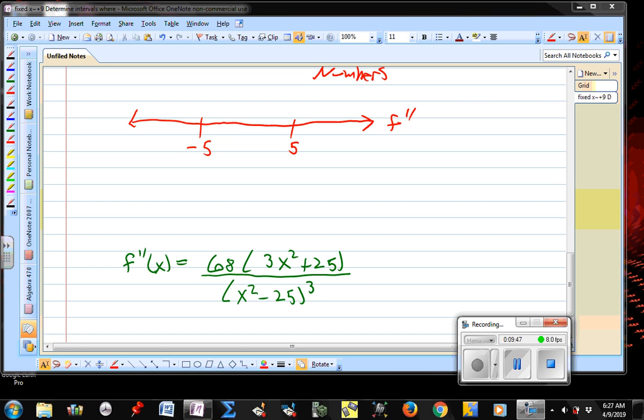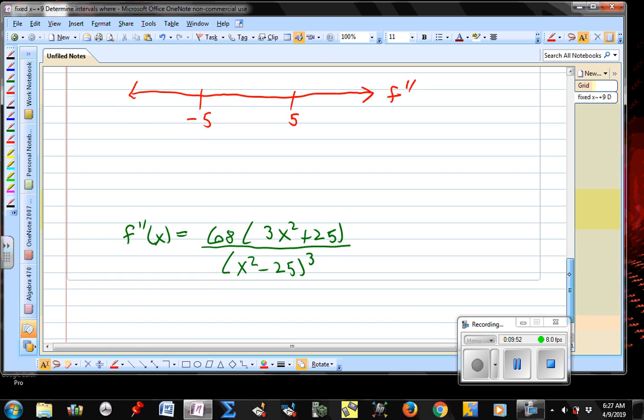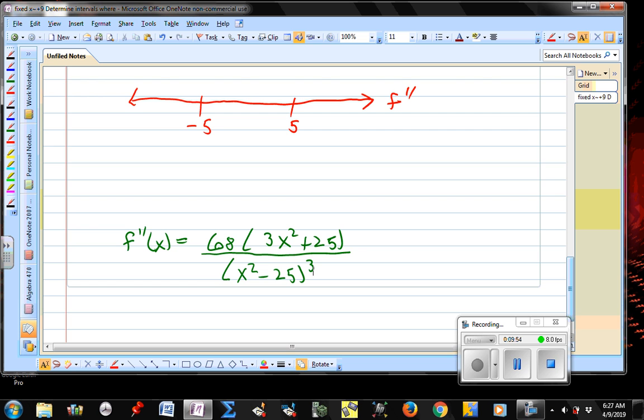Okay, so we just wrote, as a reminder, what f prime prime was equal to. Now we'll evaluate. Let's pick negative 6 for the first region to test. Negative 6 squared is going to be positive. Positive times 3 is positive. Positive plus 25 is positive, times 68 is positive. Negative 6 squared is positive 36, minus 25 is going to be 11. 11 cubed is positive. So f prime prime is positive in this first region.